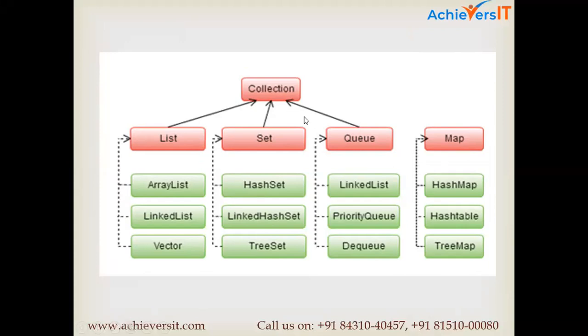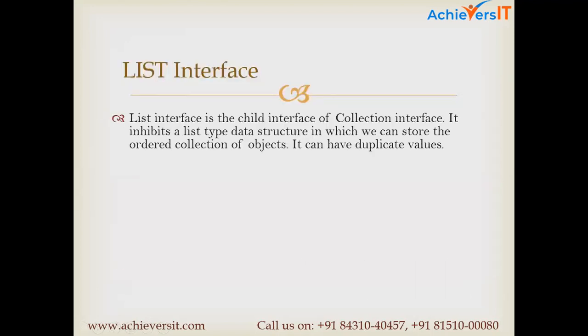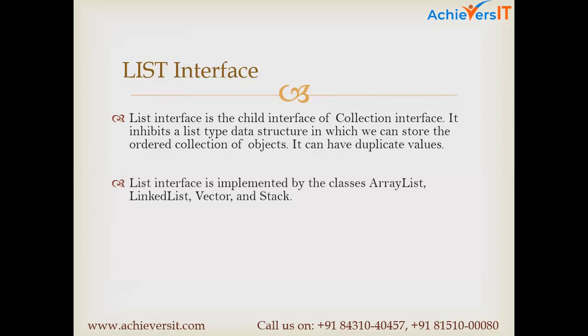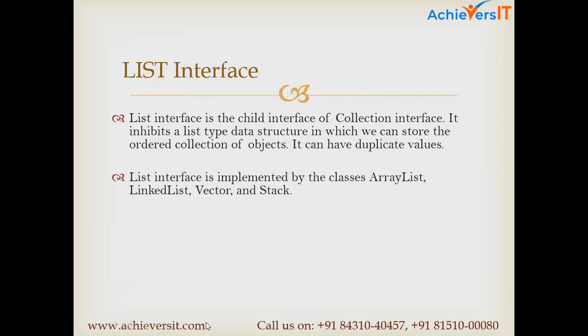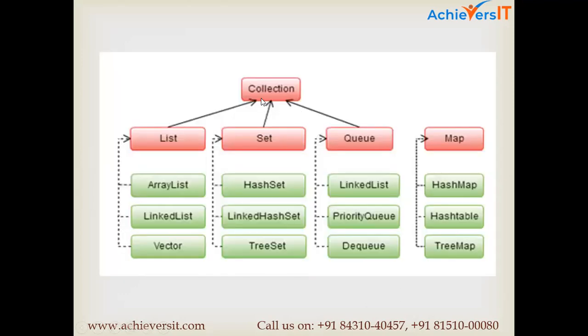So as I told you, map is actually of objects again. So we have array list, linked list, set, queue, hash map, hash table, tree map. So let's cover the list interface and how it is implemented. See, the list interface is the child interface of the collection interface. As you saw, inside the parent, we have the list interface. Okay.